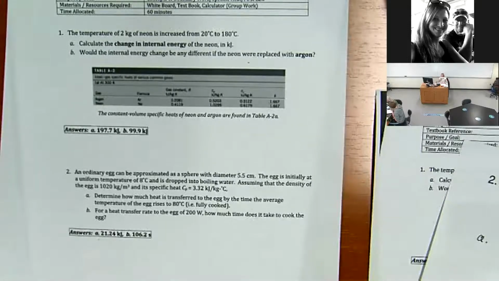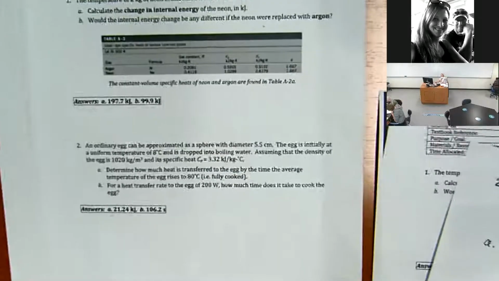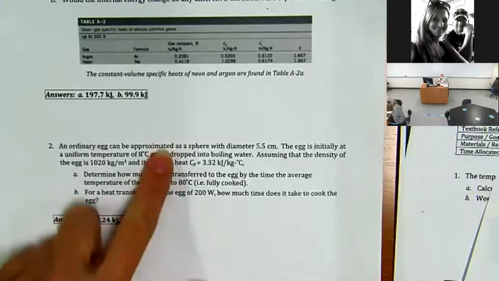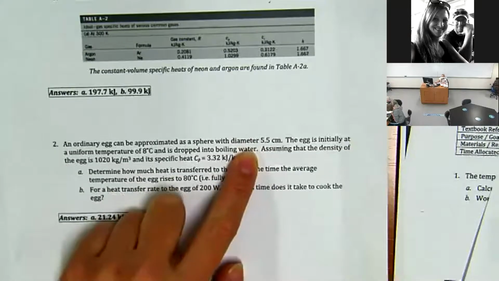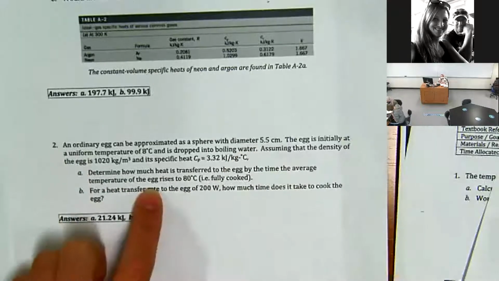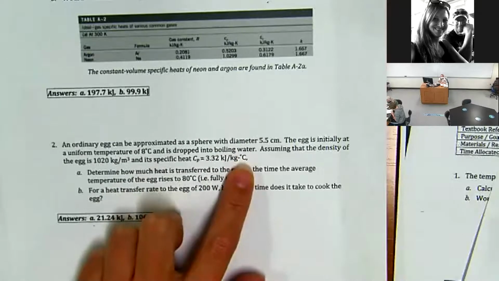Okay, so for question 2, we're dealing with an ordinary egg, even though I would say an extraordinary egg. We're dealing with an egg that can be approximated as a sphere with a diameter of 5.5 centimeters. The egg is initially at a uniform temperature of 8 degrees Celsius and it's dropped into boiling water. So water at 100 degrees Celsius.